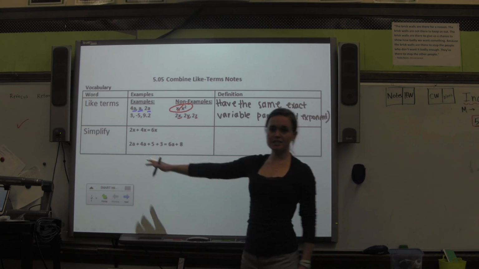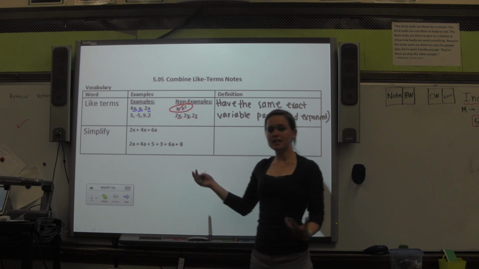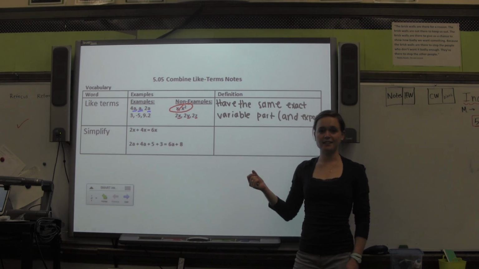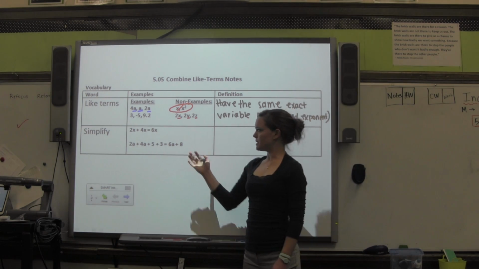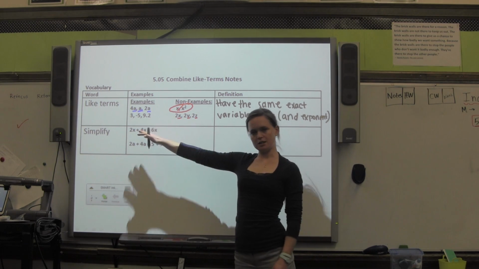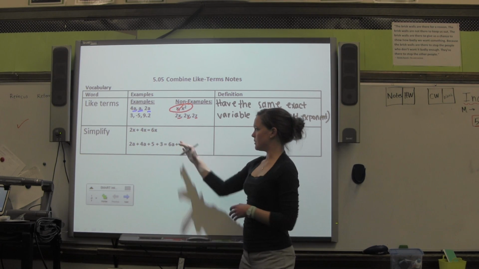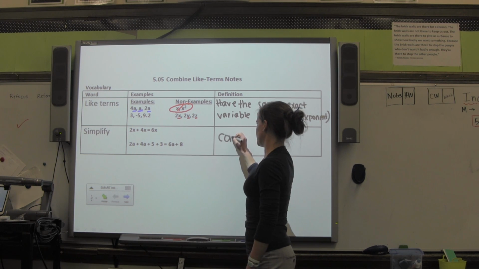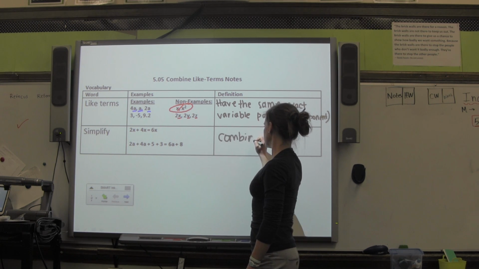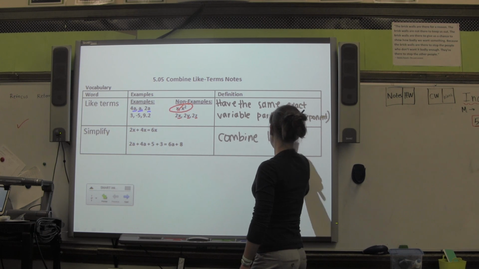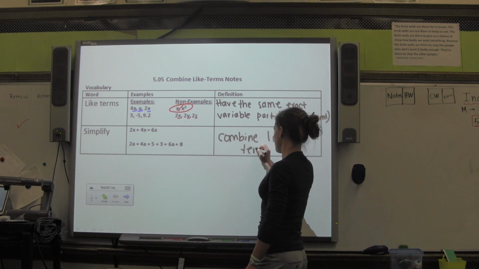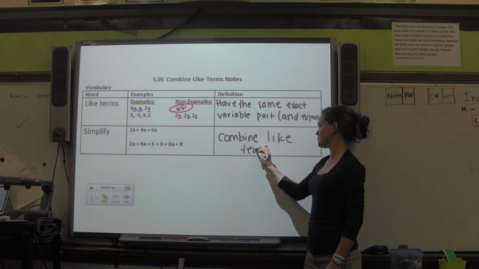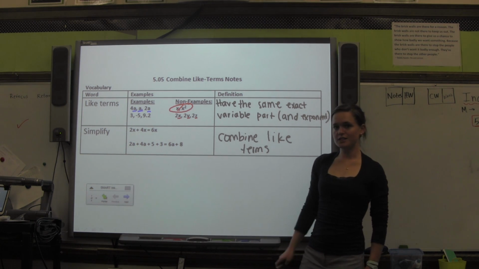Okay, then to simplify, for today, it just means to combine like terms. Basically it means to write something using fewer numbers and phrases. But today we're going to define simplify as combine like terms. You can pause here if you need to get those down.